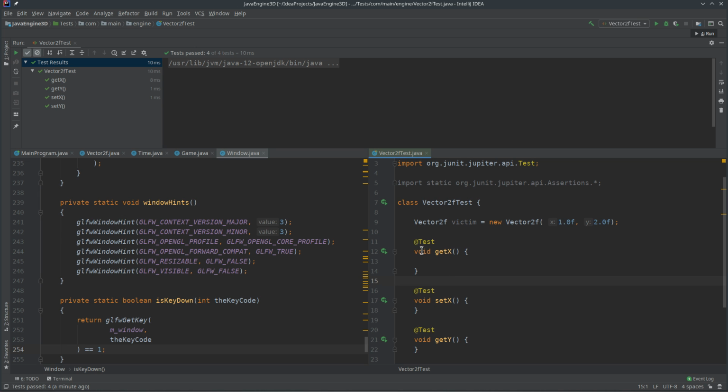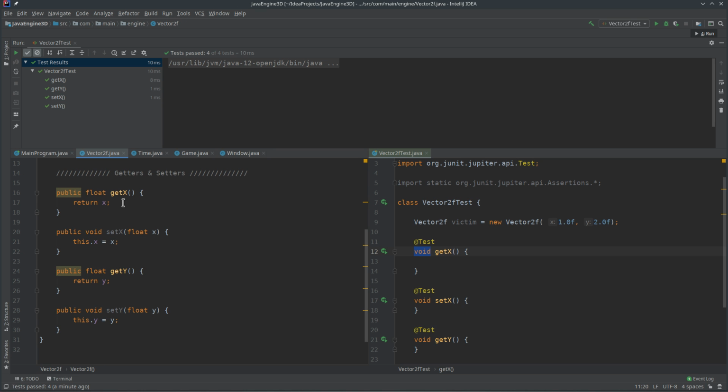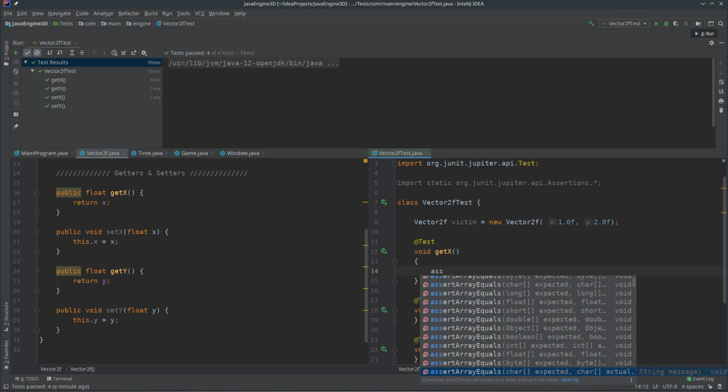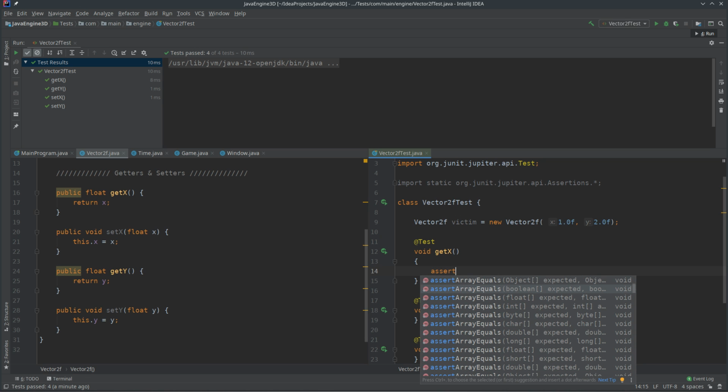So what we need to do now is the X component on Vector2.java. So here we are. It's float, void getX is the test. So let's do the test. Let's make sure it works. So what I'm going to do is assert. Oh God, how many asserts have we got? Okay, assert. Let's try true, false.